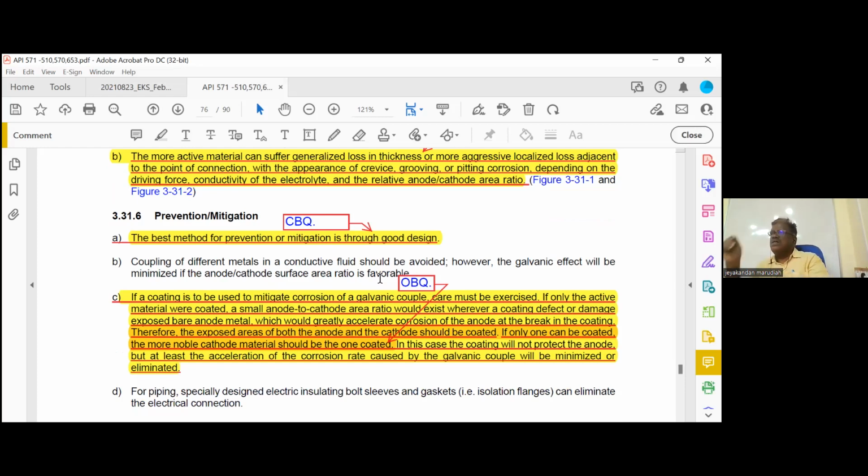You know, there is a thing called galvanization, the GI pipe. That is a zinc coating. Why are we coating with zinc? Zinc will corrode to protect the steel.